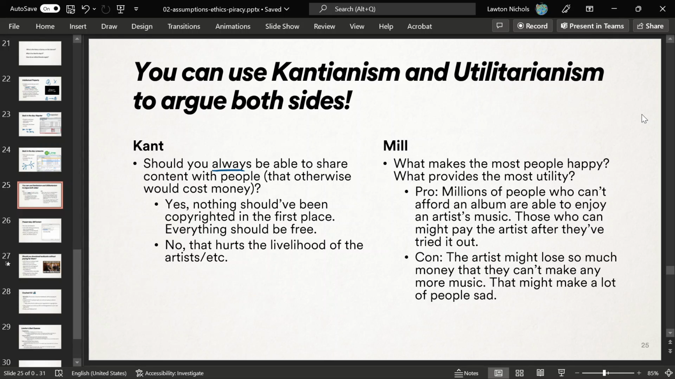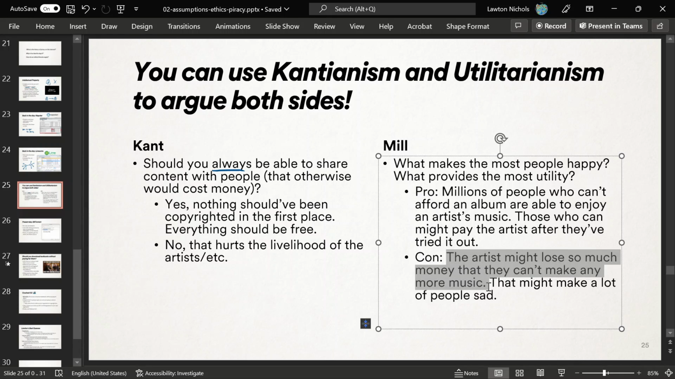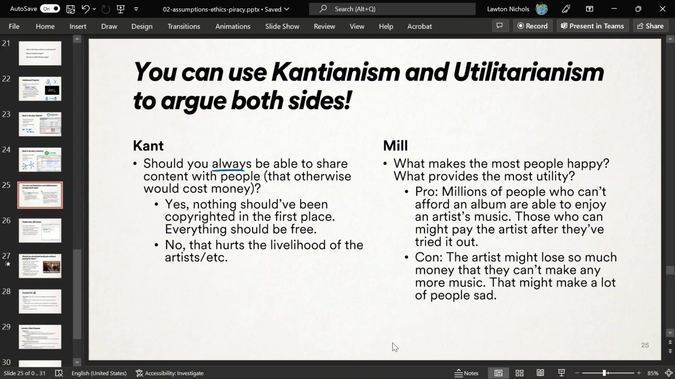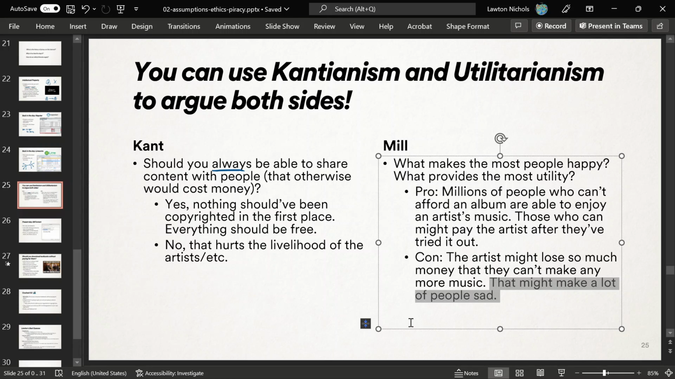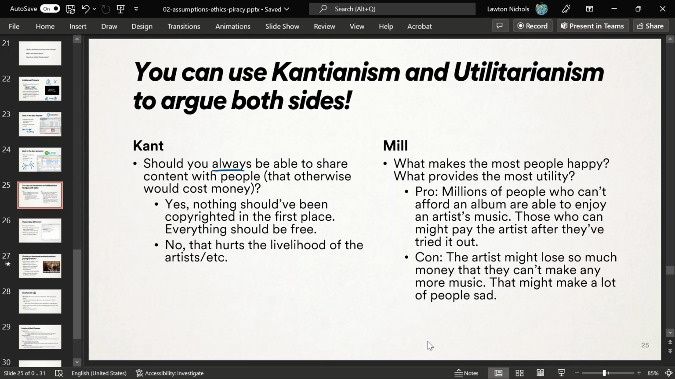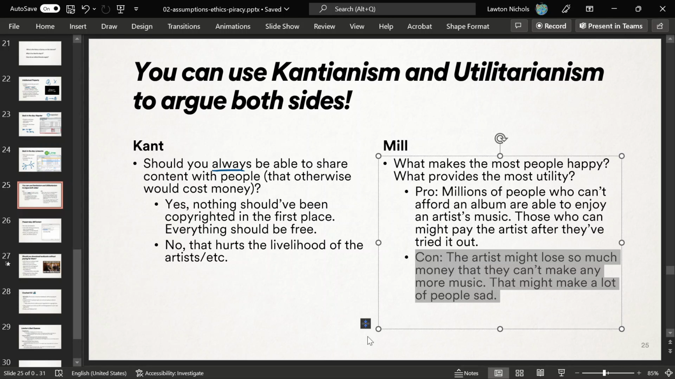That is a valid argument using utilitarianism. That's a valid pro, right? You could just as easily say, no, this is a bad idea. The total utility is horrible because the artist might end up losing so much money, because you can't track the listening of somebody who's stolen their album. They lose all this money. They're not making enough with live shows, and now they just suddenly have to give up being an artist. They can't make any more music. And that might make all of their fans sad, and there's usually more fans than pirates of that same music. So in total, the utility is down, and that means that piracy shouldn't exist.